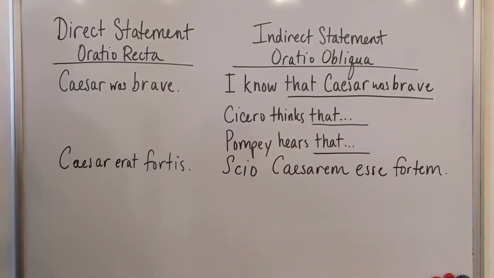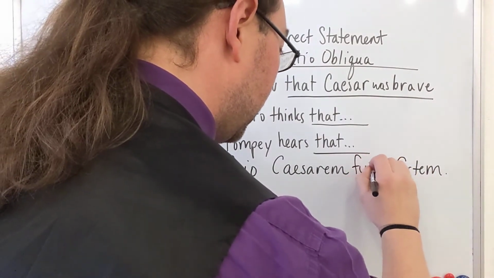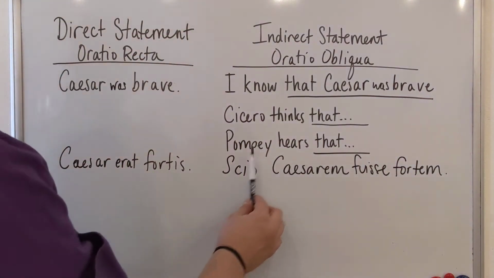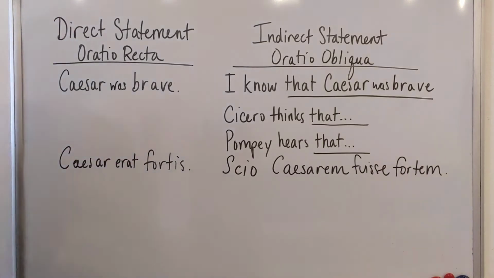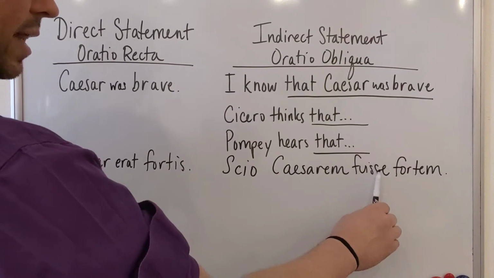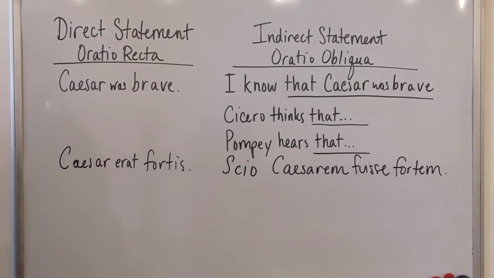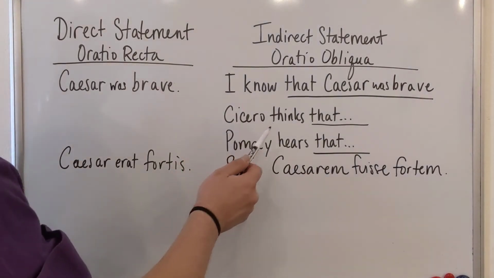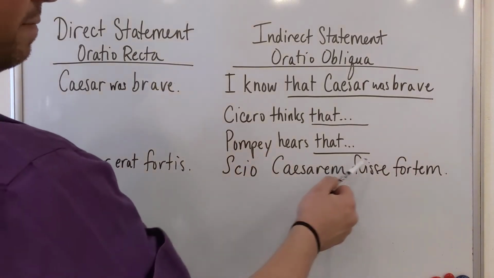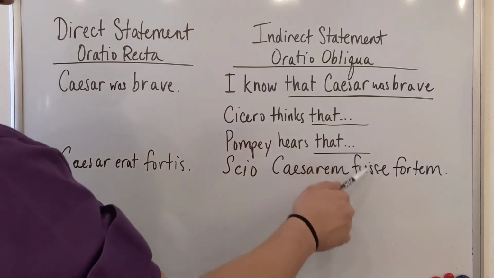So now we have to change this present tense of the infinitive to the Latin perfect tense, fuisse. I know that Caesar was brave. I know in the present time that Caesar was, in the previous prior past time to this, brave. The same thing with the other examples. Cicero existimat putat Caesarem fuisse fortem. Pompeius audit Caesarem fuisse fortem.